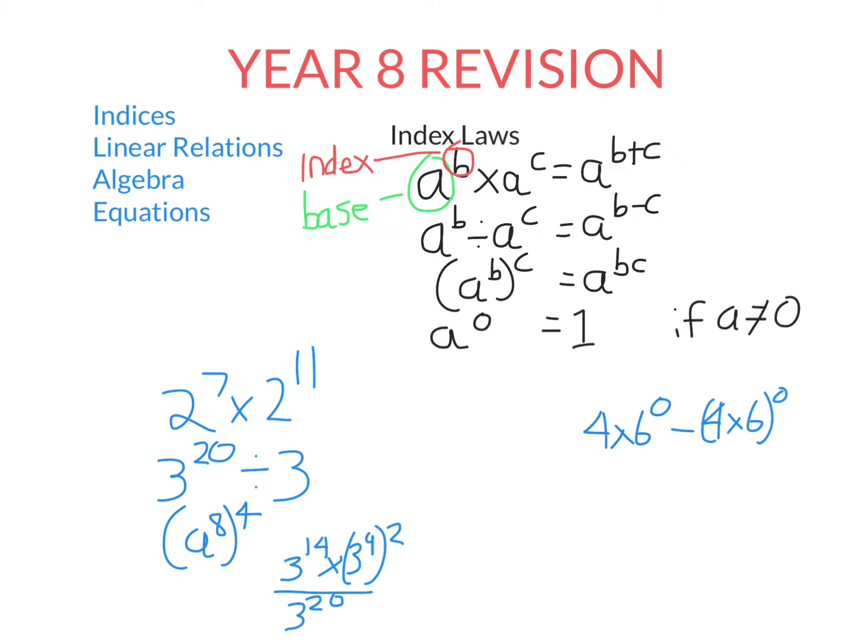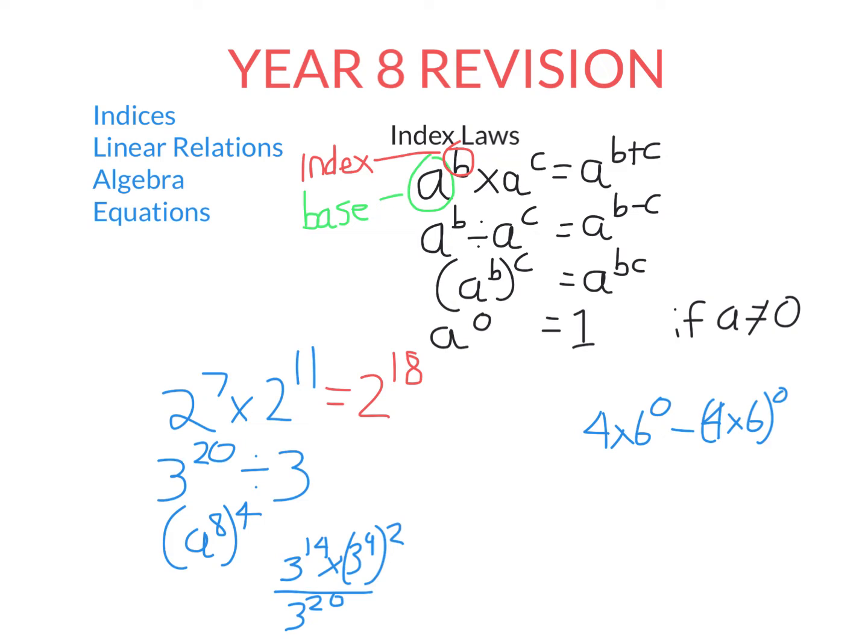So let's look at some questions. You'll be given questions like this where you have to simplify your answer and write it in index form. So here the base is 2. We're multiplying bases, so we keep the same base and add the powers. 7 plus 11 is 18.